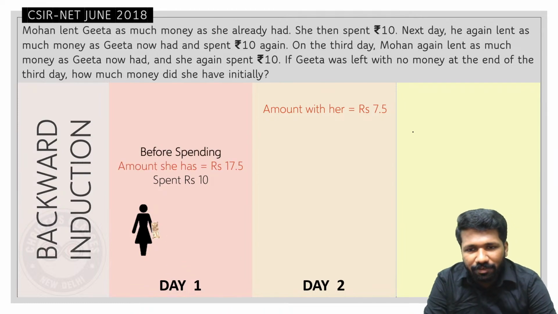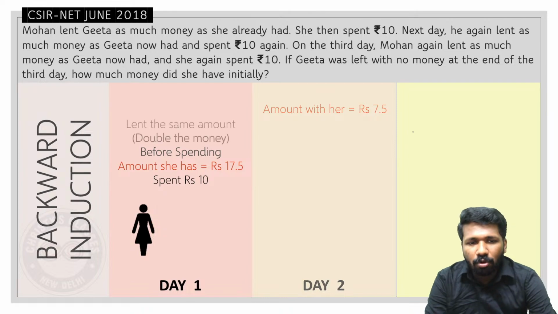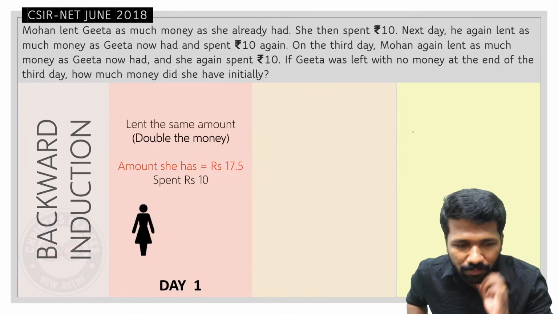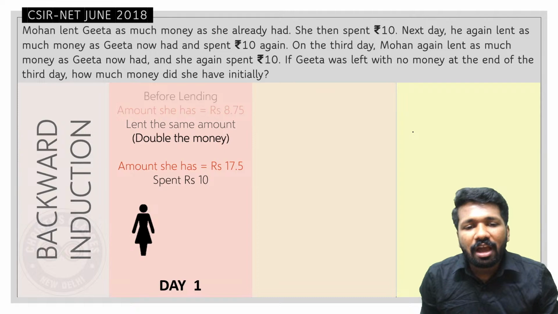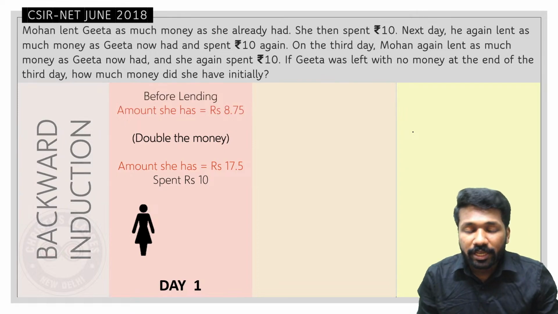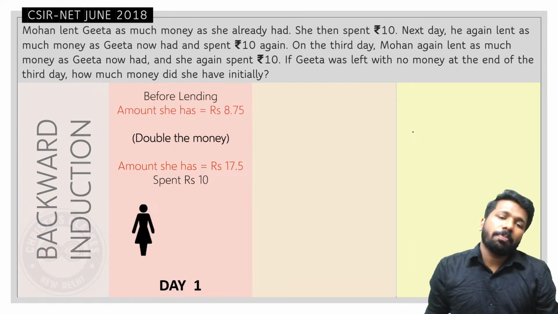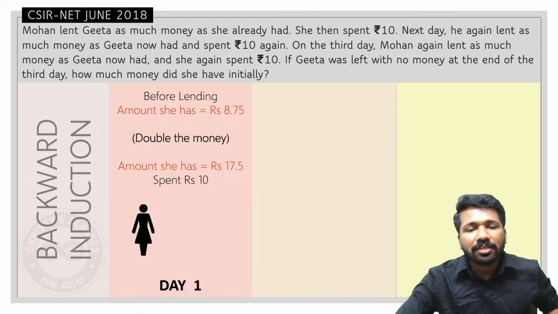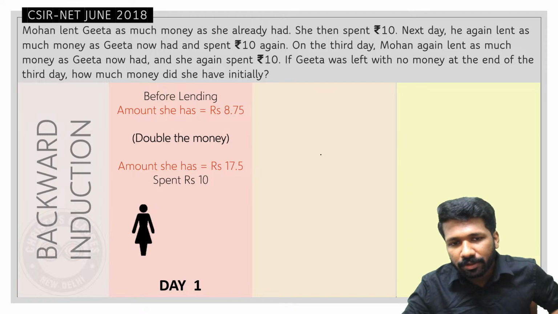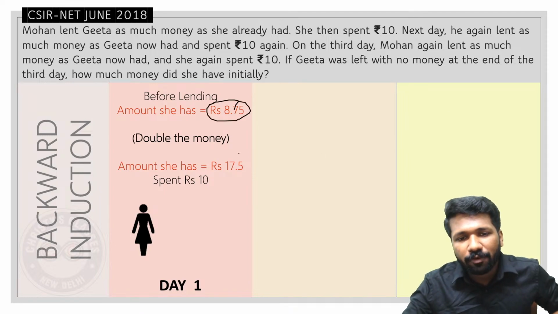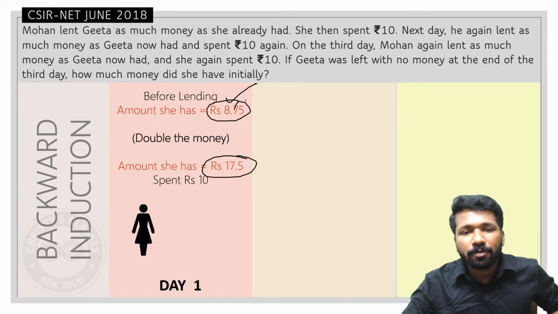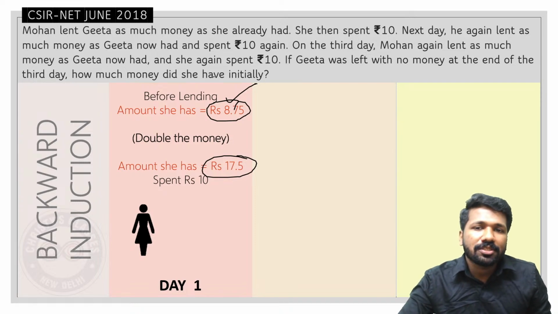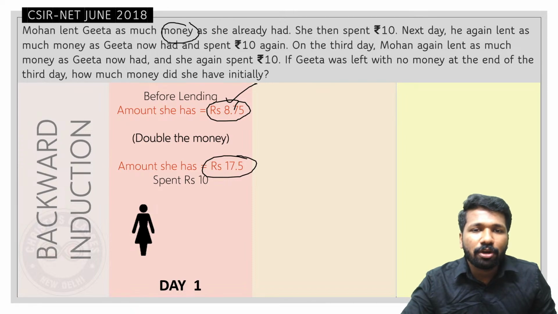How did she get that 7 rupee 50 paise? Because Mohan doubled her money and gave. That means she had only half of this. Sorry, she spent 10 rupee, before that 17 rupee 50 paise, and that was actually money doubled by Mohan. That means she had only half of this 17.5, that is 8.75, and that was the beginning of the story. Geeta's money she had already was 8 rupees 75 paise.